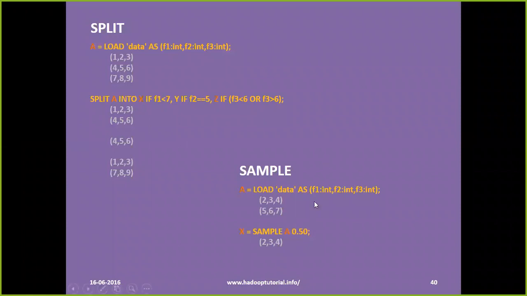Next, while testing, if you want to take a sample, say you have 1 million records in this relation and you don't want to run your subsequent Pig commands on the entire 1 million, you can limit that to randomly taken records. Here you can specify SAMPLE A 0.5, which means 50%. So half of the records will get copied into X. Again, this is a completely random selection.